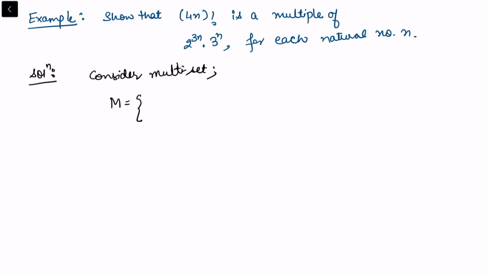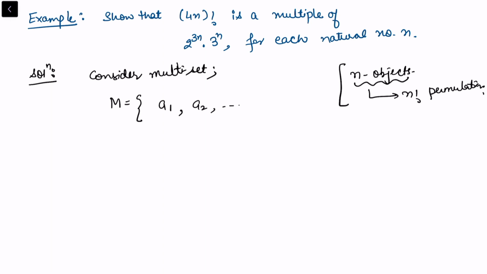So for the 4n factorial, I am considering 4n objects because in general, if I am considering n objects, then for the n objects, I have n factorial permutations. So this is the number of permutations of n objects. This is my starting point. So I consider 4n objects, and to do that I will write a1, a2 and so on up till an. Now it seems that these are n objects.